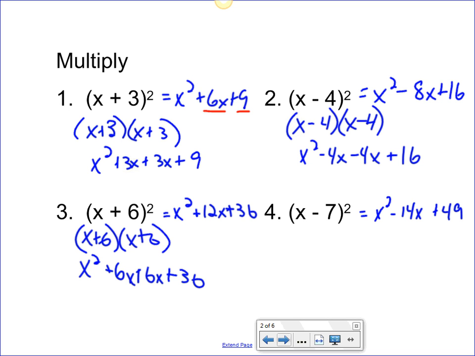Now, my question becomes, how are these two, the b and the c, related in this special case?